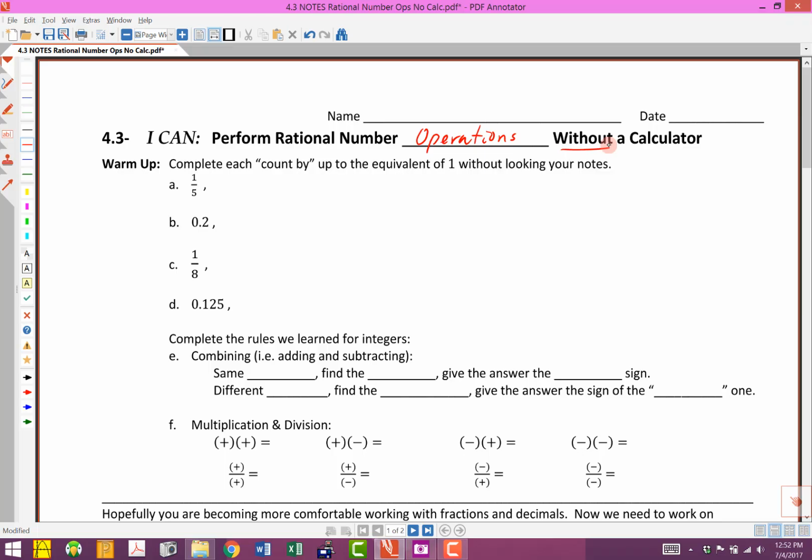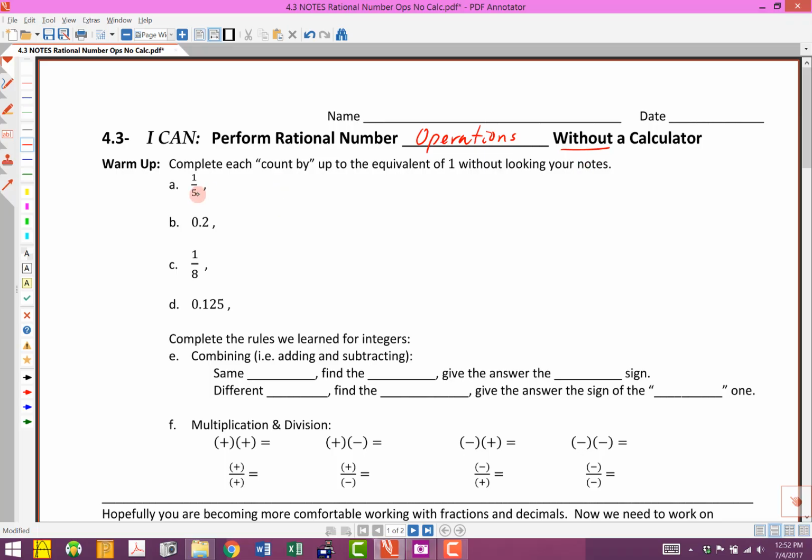So we're going to work on these without a calculator, and a lot of this stuff I'm hoping that you've seen before, that you're somewhat familiar with, but we want to be really good at this, so a reminder and a review will help. As a warm-up today, we're going to complete each one of these count-bys up to the equivalent of 1 without looking at your notes preferably. Hopefully you've spotted those patterns in fraction and decimal form, and can count by fractions or decimals, whatever happens to be.